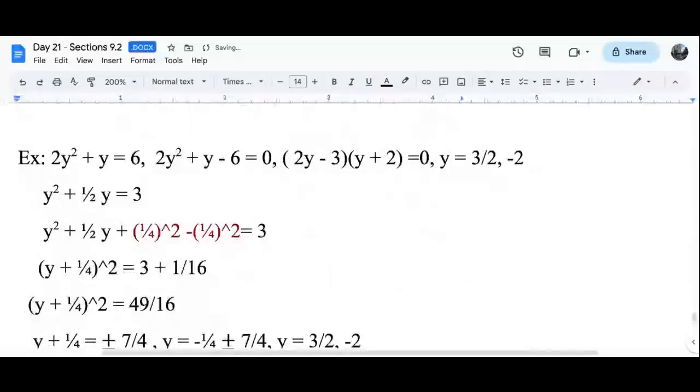Okay, let's see this one. Let's see more. See this example, right? In this example, there's only y. So what do we do? We factor out.